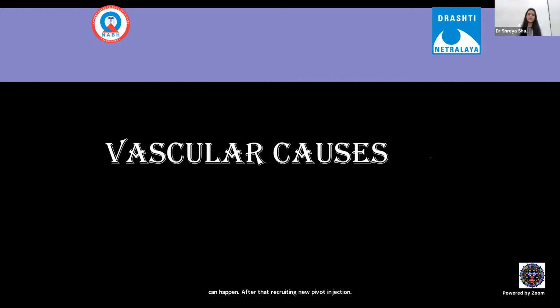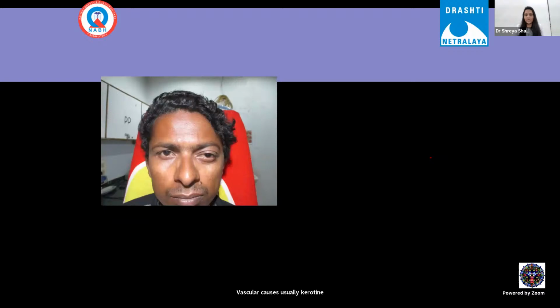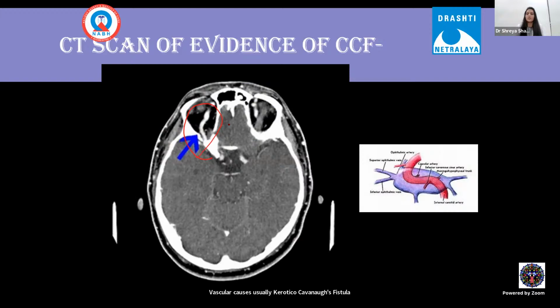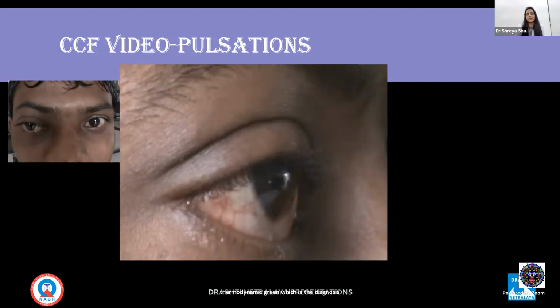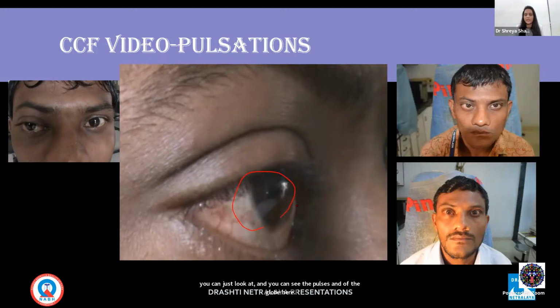Vascular causes usually: carotid-cavernous fistula, history of trauma, and you can observe and see the dilated superior ophthalmic vein, which is the diagnosis. Sometimes you can just look and see the pulsation of the globe here. So a minute observation will be able to tell you what is happening.